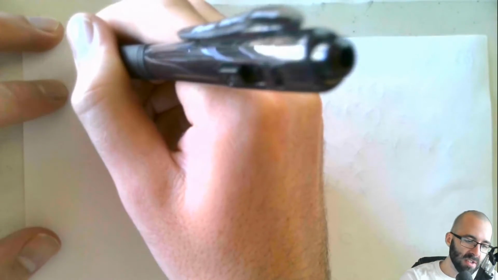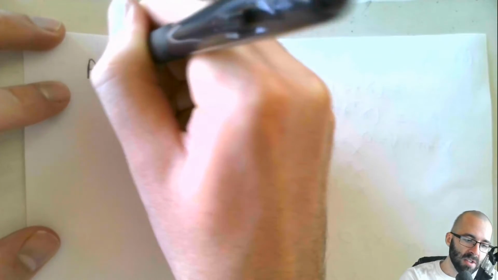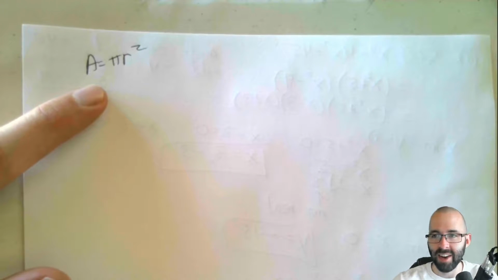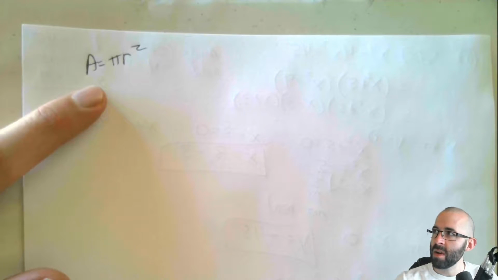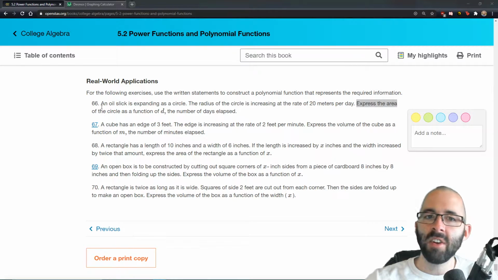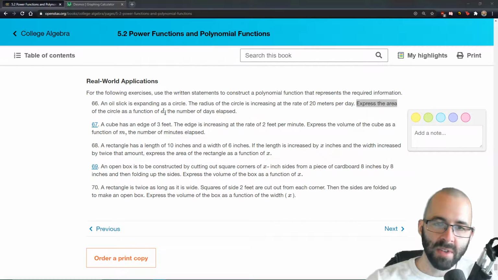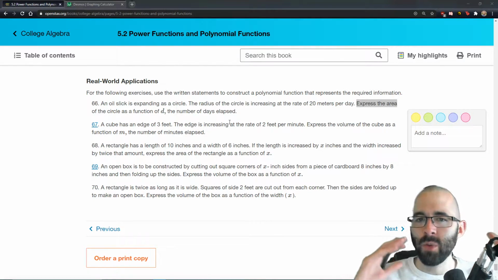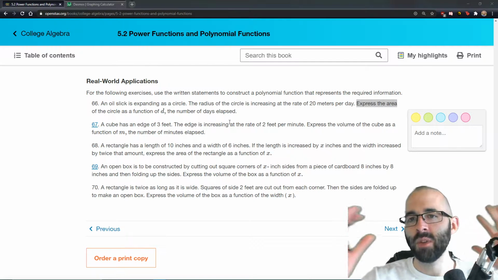Well, we need the area of a circle. Area of a circle is pi times the radius squared. But we're not done yet. That would be nice, right? Because what did the problem say? Express the area of the circle as a function of d, the number of days elapsed. So we have it in terms of a radius. It needs to be in terms of d. So we need to relate d with the radius, the number of days with the radius.